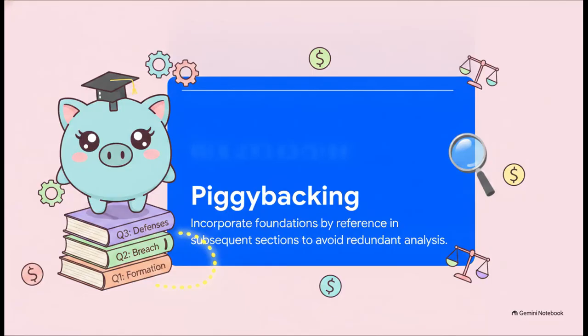And this brings us to an absolute superpowered technique, piggybacking. Piggybacking is a structural essay technique where you lay the foundation in the first question and then you just incorporate it by reference in subsequent sections to avoid redundant analysis. You literally do not have time to reanalyze contract formation in question 2 and question 3. You already did it in question 1. Interrogatory 3 directly piggybacks on both prior sections to establish Credit Co.'s standing and Anne's defense. It's a lifesaver that saves you precious time on the exam.